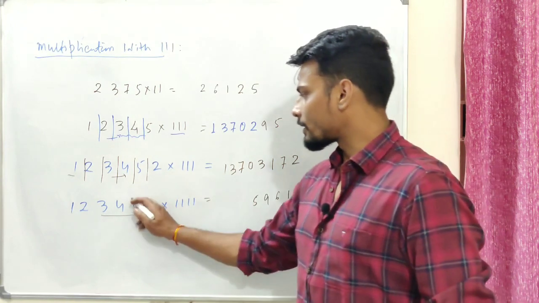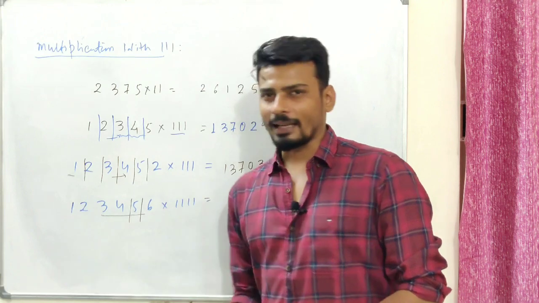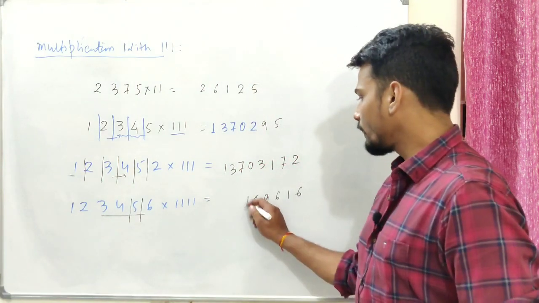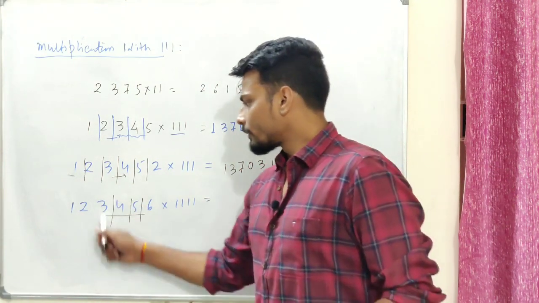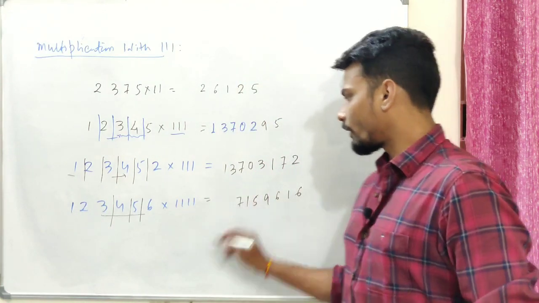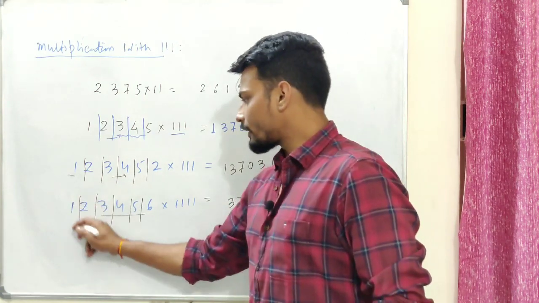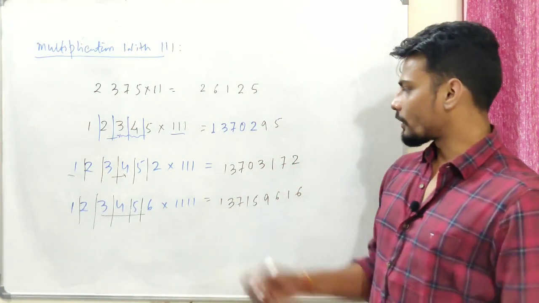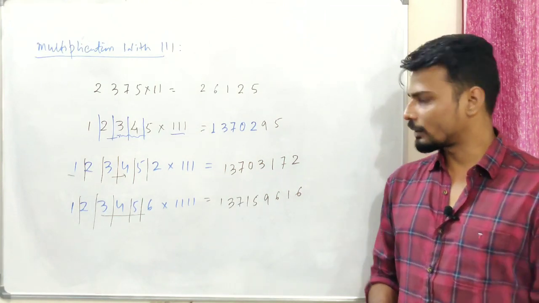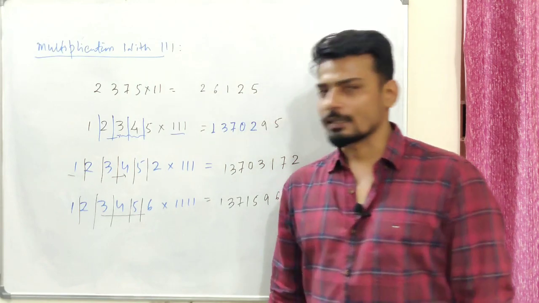I'm gonna cut down this 5 this time. 4 plus 3 7 plus 2 9 plus 1 10 plus 1 carry forward 11. I'm gonna cut down this 4 this time. 3 plus 2 5 plus 1 6 and 1 carry forward 7. I'm gonna cut down 3 this time. 2 plus 1 3. This 2 will be eliminated. Now I'll be having just 1. So yeah, that's your answer. 1371591616. Isn't that quick way of doing multiplications, right?